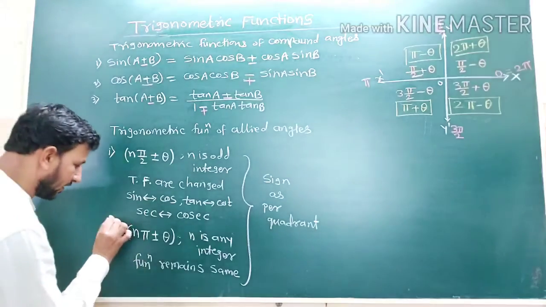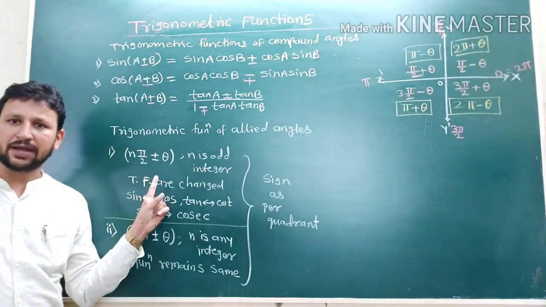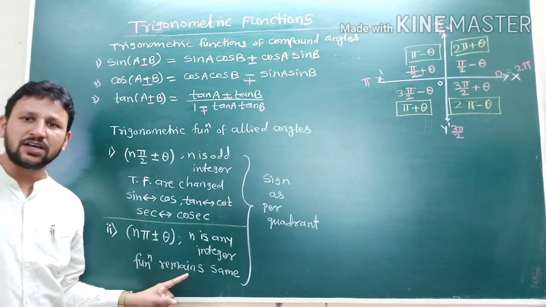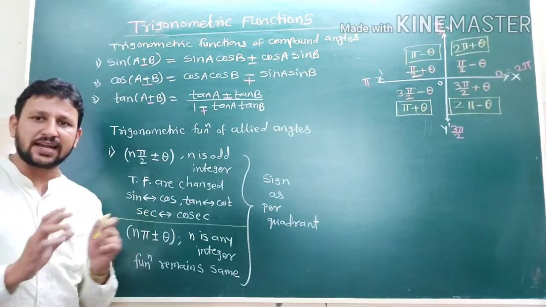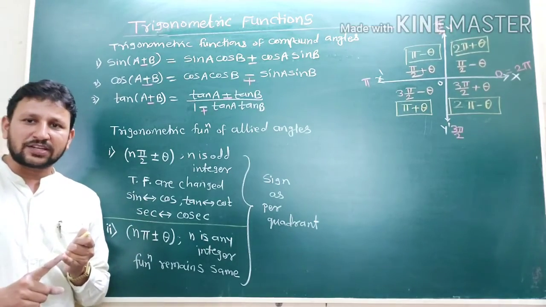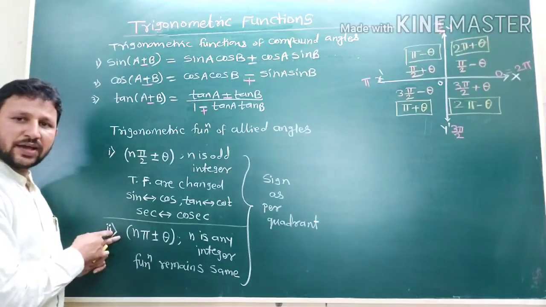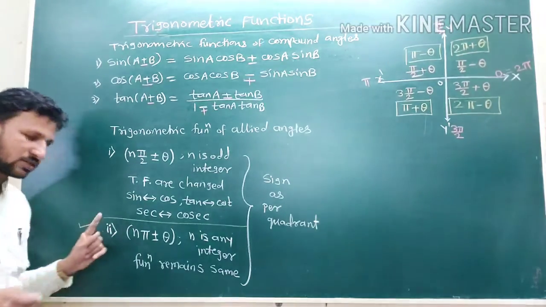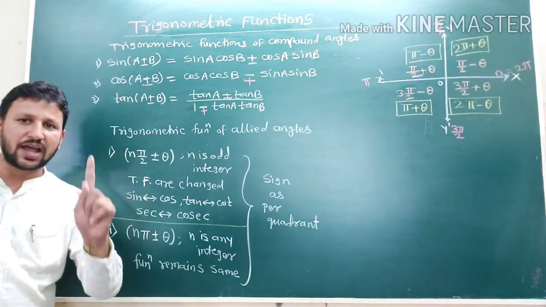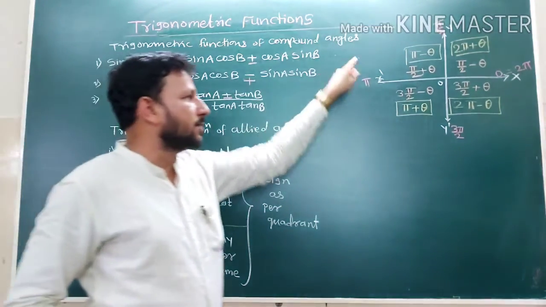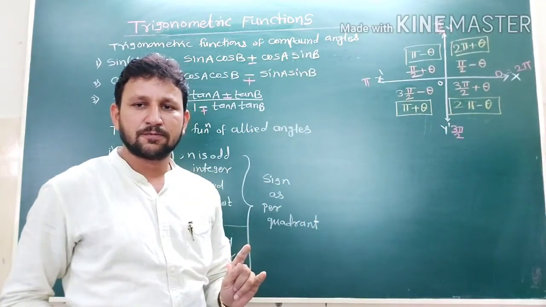So angles are expressed in these two types for each quadrant: either n pi by 2 plus or minus theta, or n pi plus or minus theta. In the examples of the 12th standard that we are solving, for allied angles we use the second formula, because in this formula the function does not change. So we apply n pi plus or minus theta as per the quadrants.